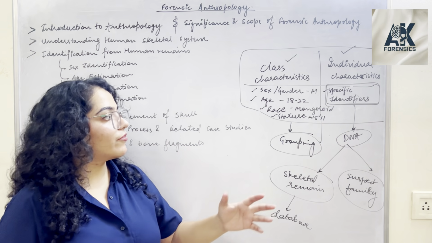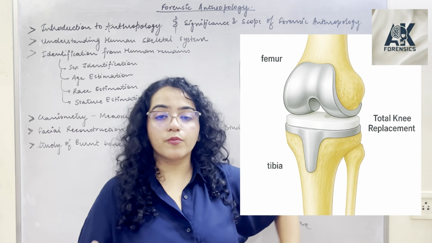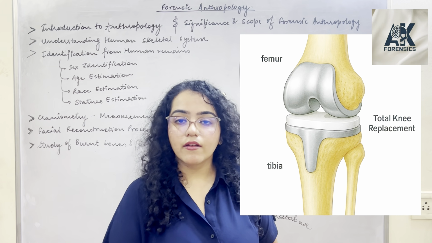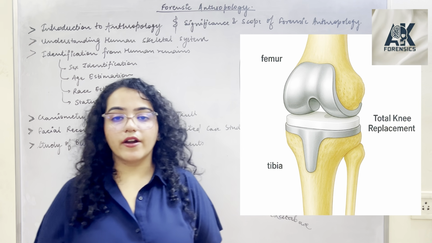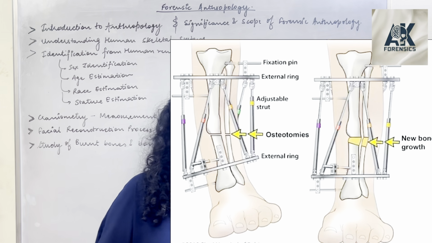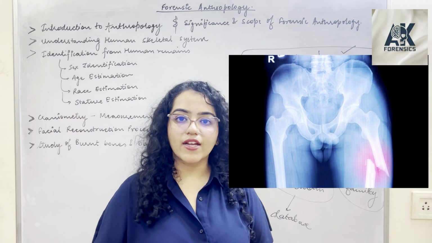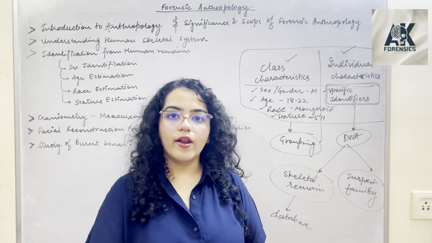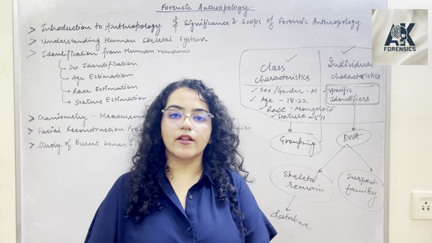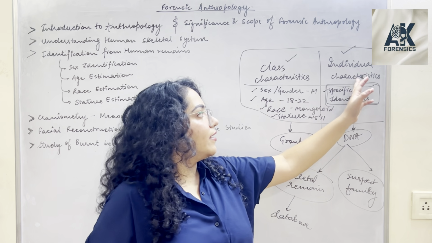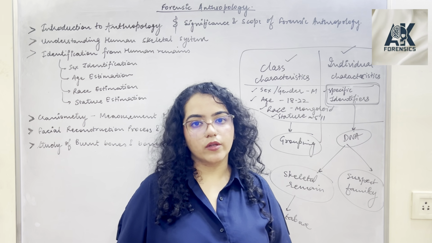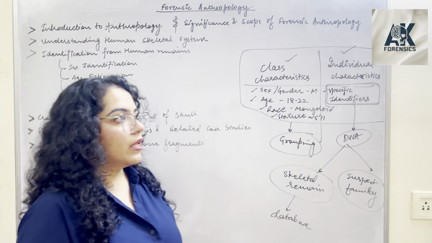So there are several specific identifiers. Suppose you find an implant, so there are knee caps that are implanted for old individuals, or there is some surgery. A person has undergone a surgery, or there was some fracture, right? So all this medical history related to that skeleton comes under the individual characteristics that belong to only that individual, right?